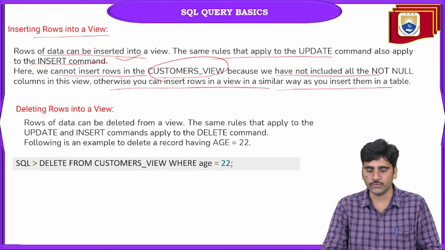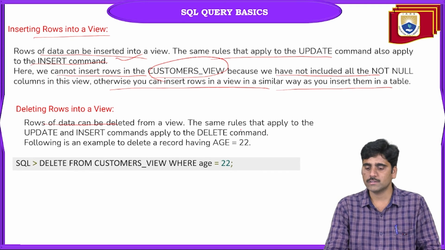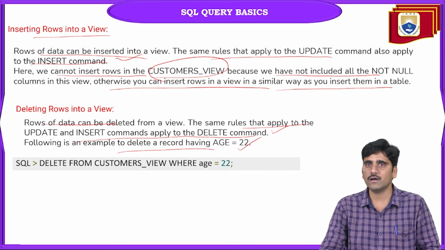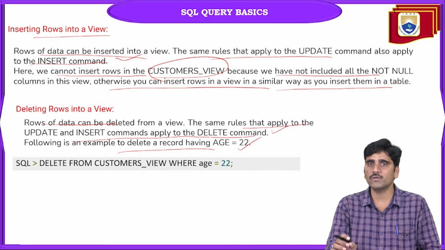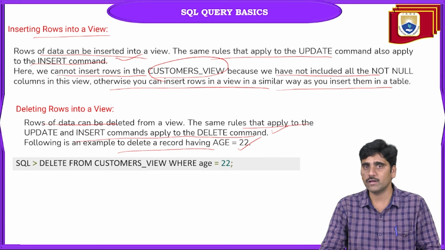Next, deleting rows from a view. Rows of data can be deleted from a view. The same rules that apply to the update and insert commands apply to the delete command also. Following is an example to delete a record having a given age. You can perform the delete operation on the fields you have in the view. If you have the fields name and age in the view, but you want to delete by ID or something not included in the view, you cannot, because the view can have only name and age fields. So you can delete from the view only those fields.